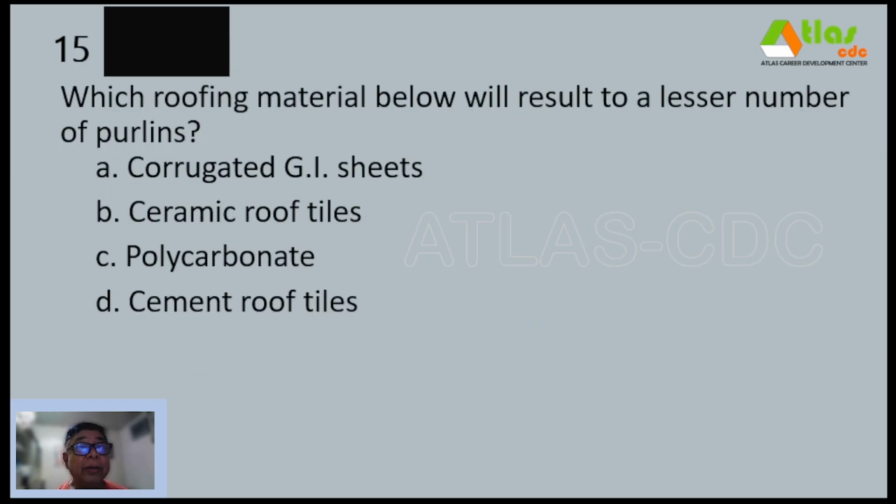15. Which roofing material below will result to a lesser number of purlins? A. Corrugated GI sheets, B. Ceramic roof tiles, C. Polycarbonate, and D. Cement roof tiles.